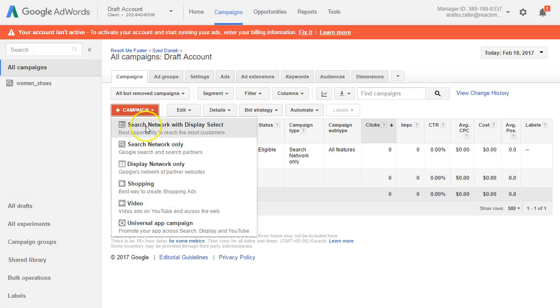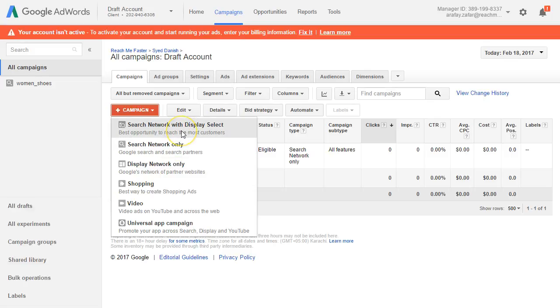But otherwise, these two are where you're mostly going to concentrate: the search network only campaign and the display network only campaign. So the search network campaign will help you show your ads on the search network, that is on Google search, and then search partners like Google Maps, and other search engines which use Google to serve their ads, for example AOL and a couple of others that have essentially used the Google search engine to show search results.